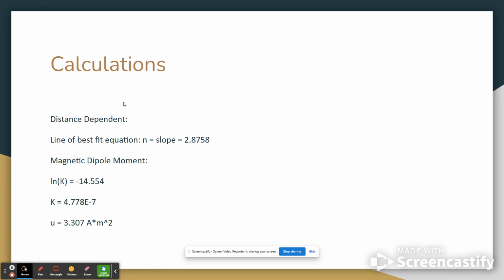So, some calculations for this experiment. For the distance dependence using the line of best fit equation, n equals the slope, which is equal to negative 2.8758, and the magnetic dipole moment, ln K, is equal to negative 14.554. K is equal to 4.778e-7, and the mu involved, it's that weird looking mu, I couldn't really find it. But anyways, it is equal to 3.307 A·m².